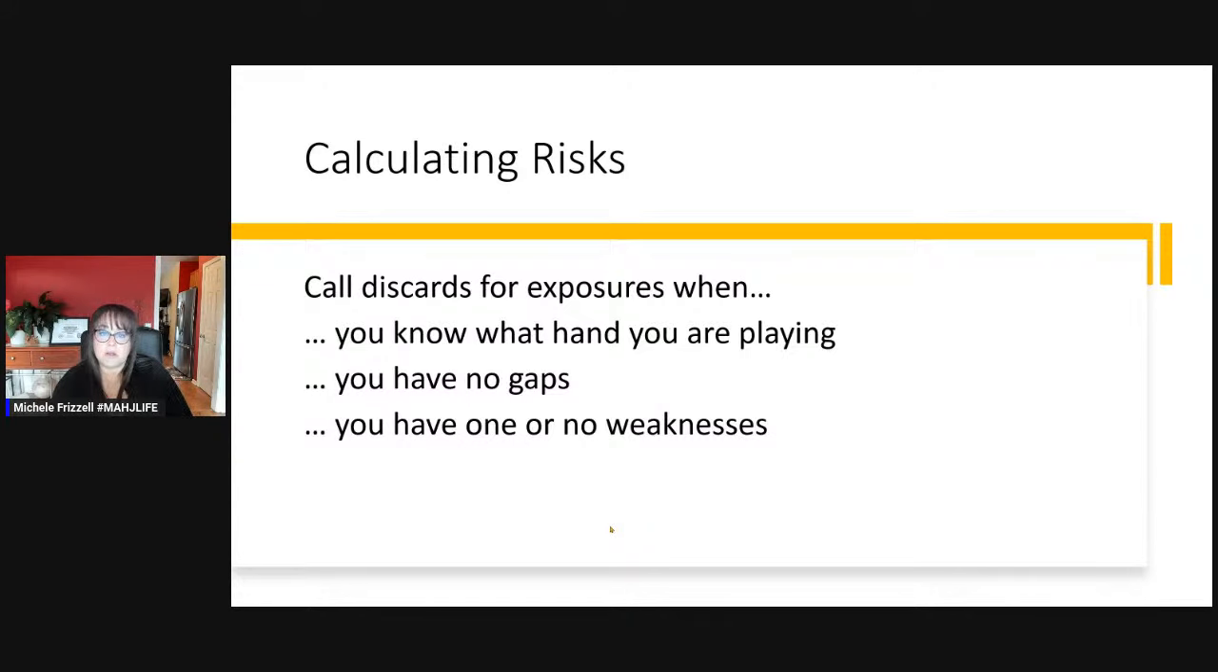When a discard goes down and you could potentially take it, if you know what hand you're playing and you have no gaps and one or no weaknesses, you should take it.